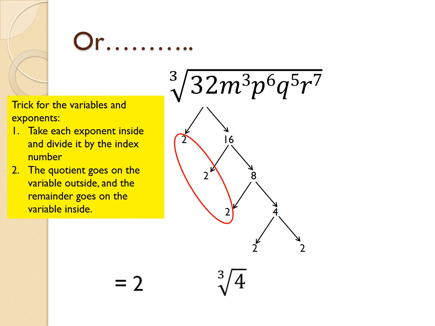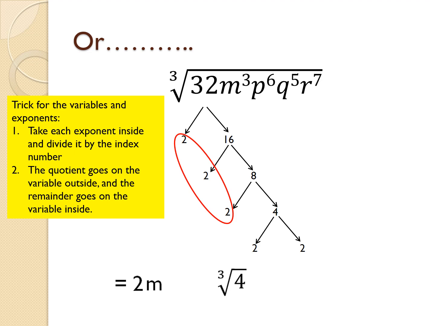Now, the rule is you take the exponent on the variable and you divide it by the index. How many times it goes in evenly goes on the variable outside. If there's any remainder, that variable also goes back inside, and the remainder becomes the new exponent inside. So let's look at m to the third. How many times does 3 go into 3? 1 time. So the m comes outside. There's no remainder, so I don't put a remainder out.